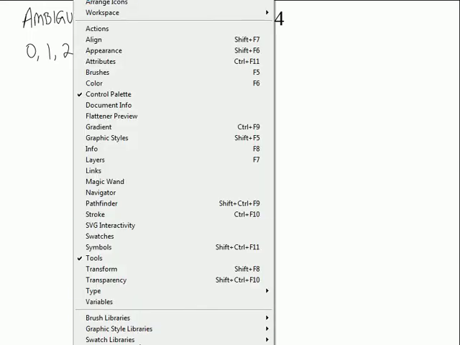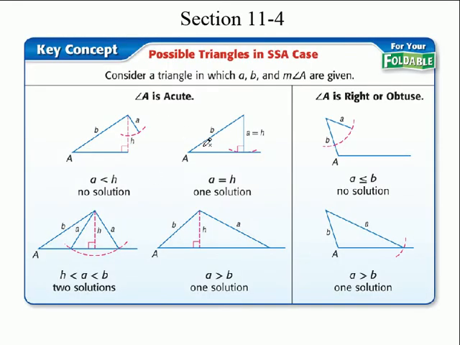Well, I'm glad you asked, because I just happen to have a chart right here. This is right in the book, on page 834. I just grabbed it from the screen and put it up here. There's a lot of stuff going on, so we're going to take it one a little bit at a time. The first example we're going to do is an obtuse triangle. We have possible triangles in the side-side-angle case.